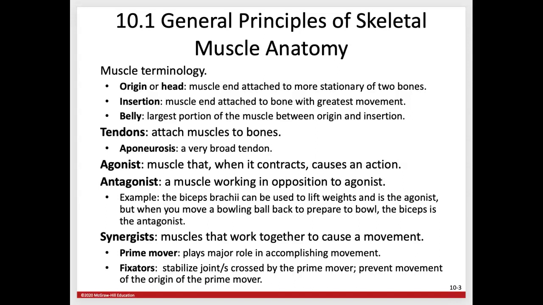Tendons attach muscles to bone. An aponeurosis is a very broad tendon. An agonist is a muscle that when it contracts, it causes an action. So it's like the main mover in any particular movement. So an agonist is the prime mover in a movement, in an action. An antagonist is the muscle working in an opposite direction of the agonist.